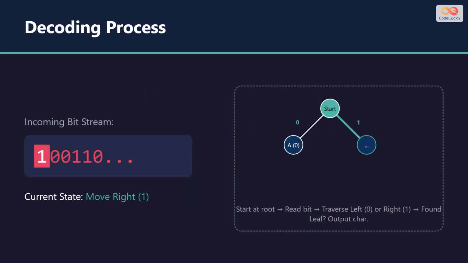Decoding is just as easy. We start at the root of the tree and read the incoming bits. If we see a 0, we go left. If we see a 1, we go right. Once we reach a leaf node, we have found a character, output it, and return to the root for the next bit.